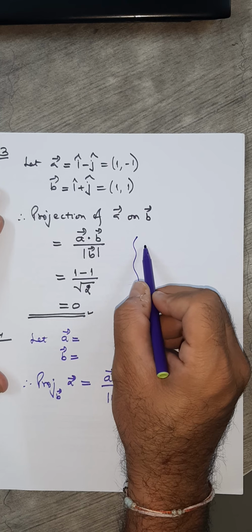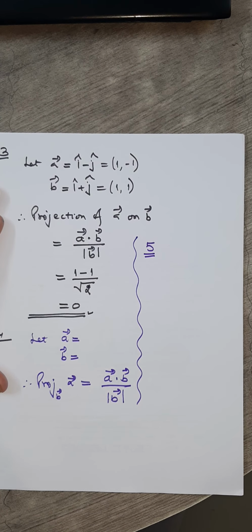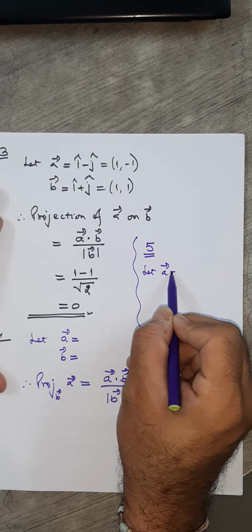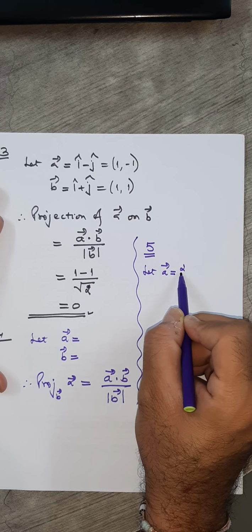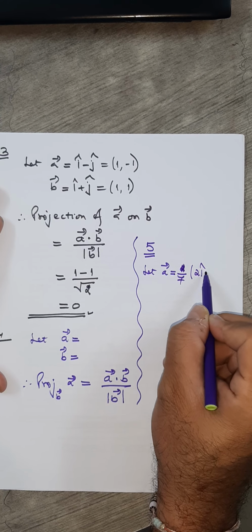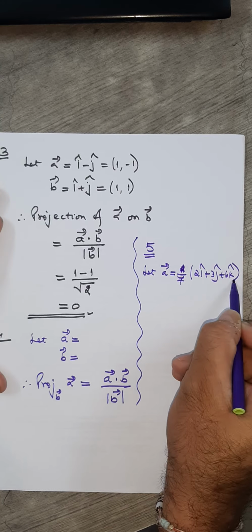That's question number 5 here. Show that each of the given 3 vectors is a unit vector. So you can call that vector A. What about the first vector? 1 by 7 outside as it is, then 2i cap plus 3j cap plus 6k cap.